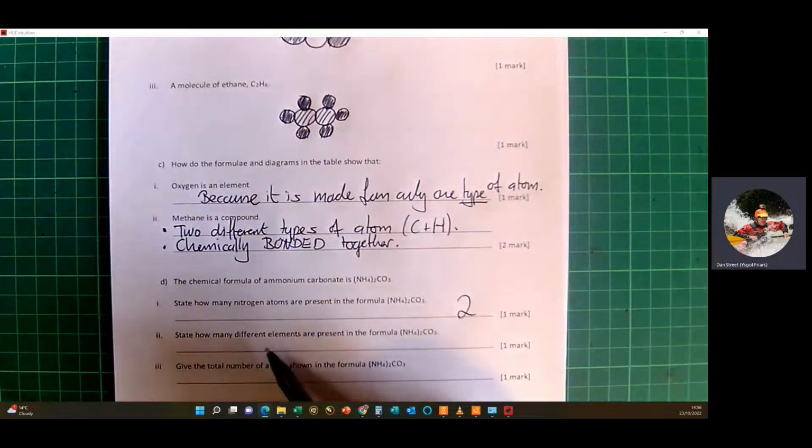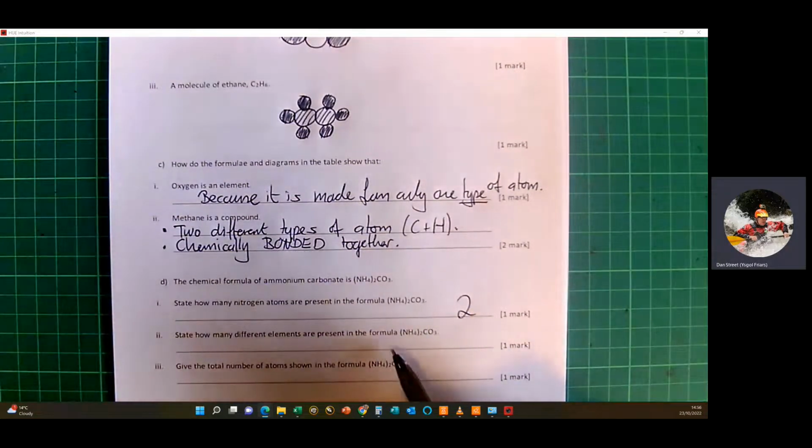How many different elements are present in the formula? So here we're simply looking for different chemical symbols. So there's a capital N, a capital H, a capital C, and a capital O, all of which are the symbols for different elements.